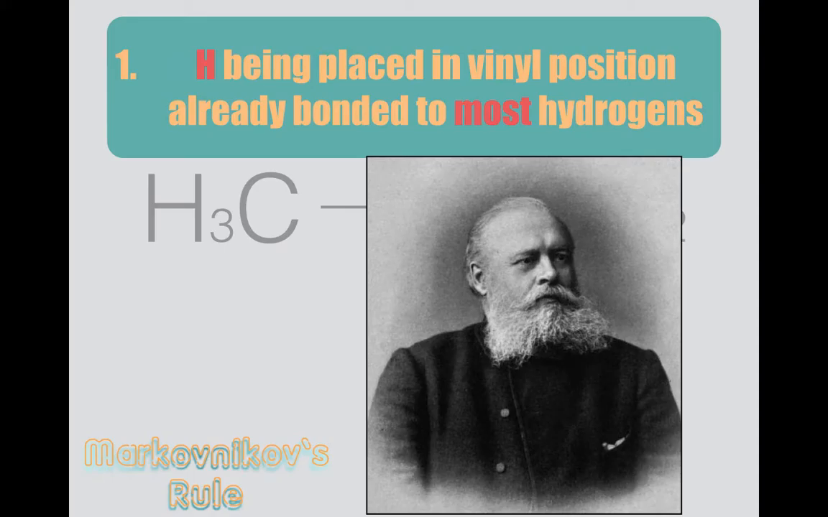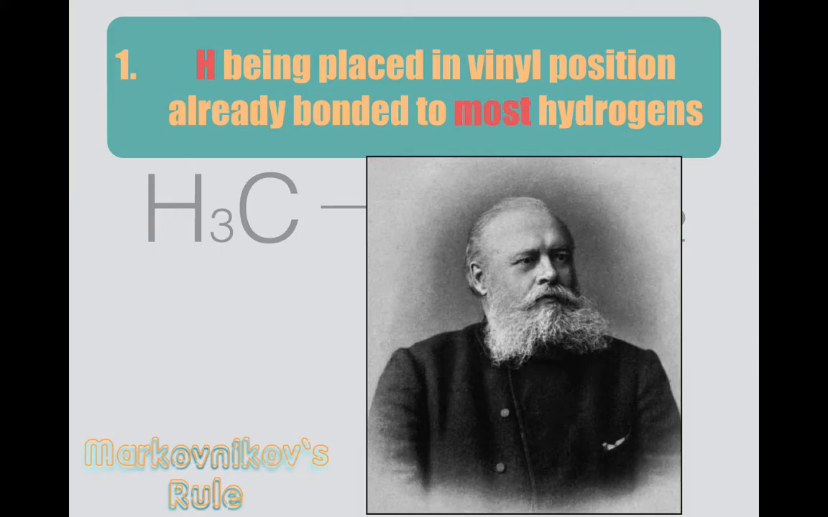So he was looking at how certain acids, acids that had halogens attached to them, and in our particular reaction we're going to be looking at hydrochloric acid. So we're going to be looking at hydrogen and the chlorine compound and how they combine with carbon chained molecules, and in this case we're talking about a propene. So again, we're focusing on the hydrogens. Hydrogen being placed in the vinyl position already bonded with the most hydrogens.